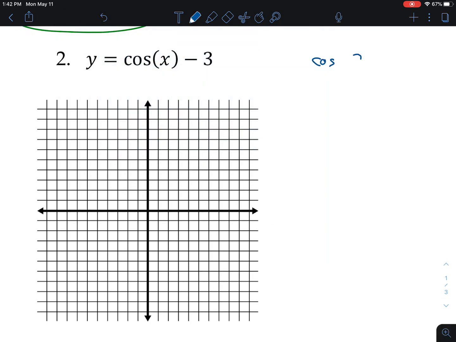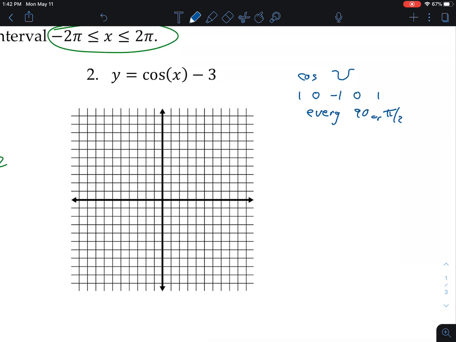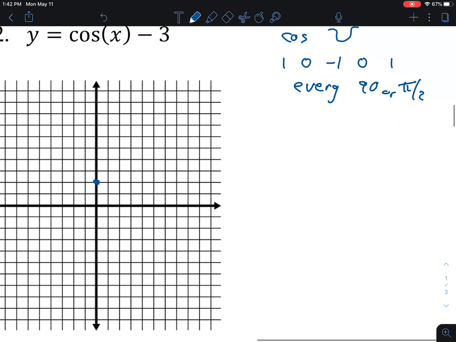Cosine. So now cosine, we know, looks kind of like a U, and it starts at 1, goes to 0, goes down to negative 1, back up to 0, back up to 1. And again, that's every 90 degrees, or pi over 2. Okay, so we're doing the exact same thing, except we're going to be sliding it down 3 units. So start at 1, go to 0, go to negative 1, go back up to 0, go back up to 1. Here's my little curve. There we go.